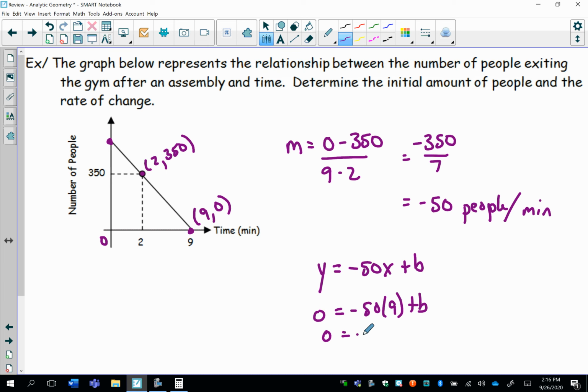Okay, 50 times 9 is 450. Bring it to the other side, and we get 450. All right, here's our initial value. Initial number of people. And there's our rate. We just called them slope and intercept before, right? They're the same things.